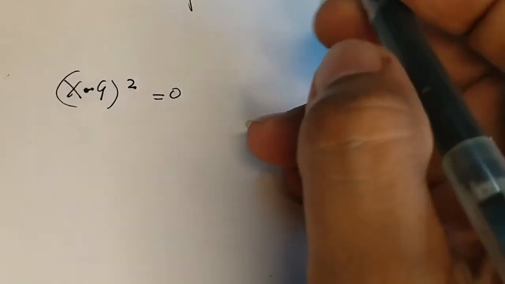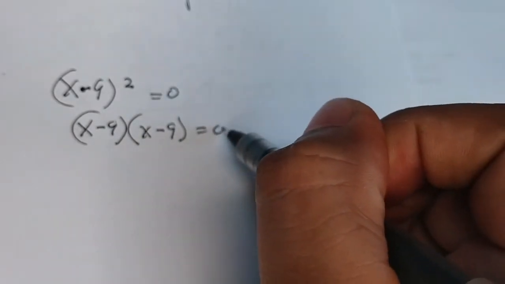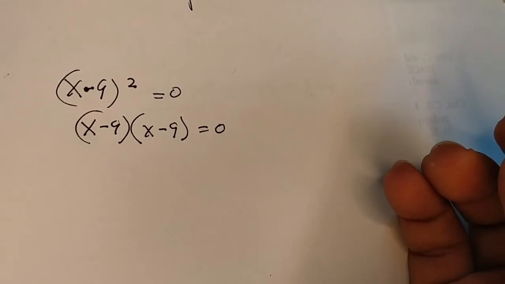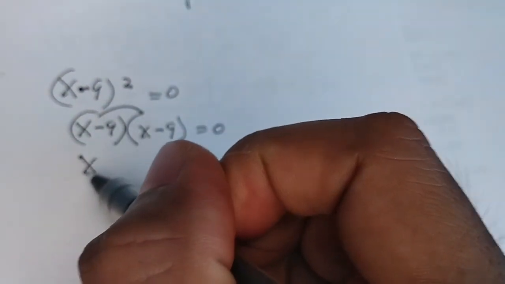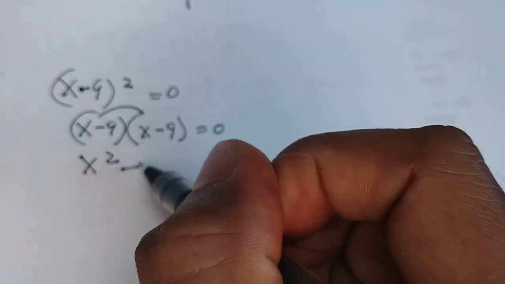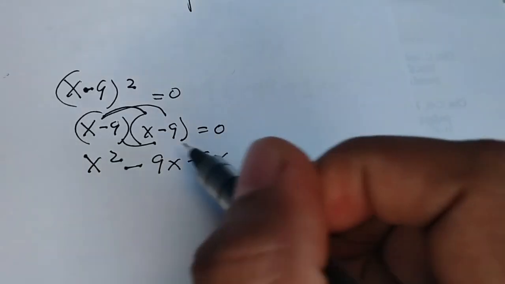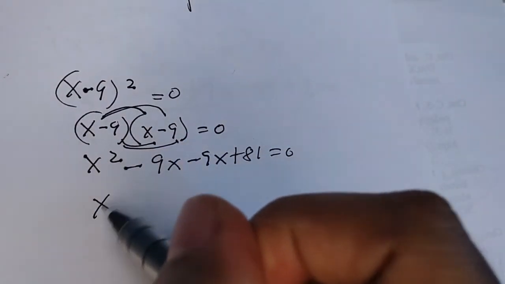Next is the square of the quantity x minus 9 is equal to 0. There is actually a shortcut to this, but we will not discuss it today. But let us just go to the basic. The square of x minus 9 is the same as x minus 9 times the quantity x minus 9. So use the FOIL method. You now have x squared minus the outside negative 9x, inside negative 9x, and then the last term is positive 81 is equal to 0.